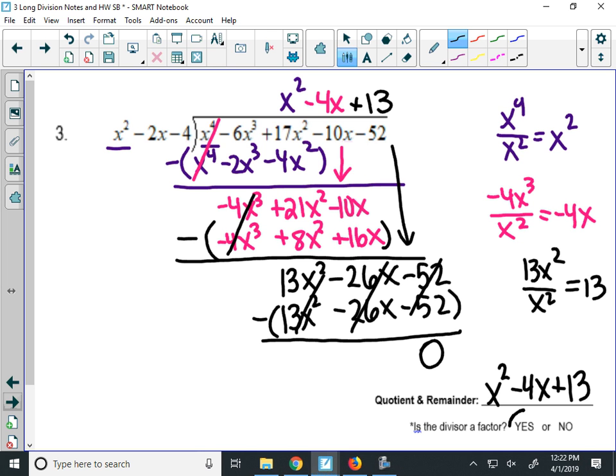Now before we move on, because we're going to do one more together, I just want to make sure you understand what you're actually doing here. When you divide, you're helping yourself factor.